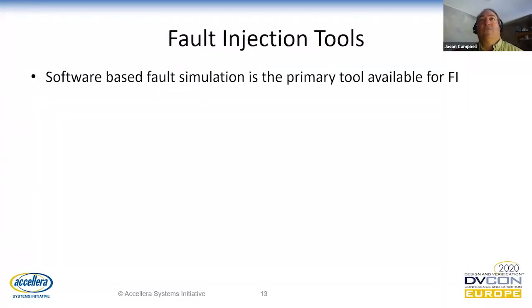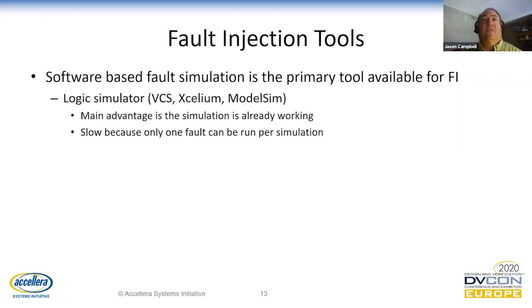Let's take a look at the tools available. So software is the primary tool, and there's two classes that you can say there. A logic simulator, such as VCS, can be used for fault simulation. It has an advantage that it's already working because your functional verification folks are already running this. It's pretty simple to use it for fault injection. It has a very significant limitation, however. You get one fault per simulation.